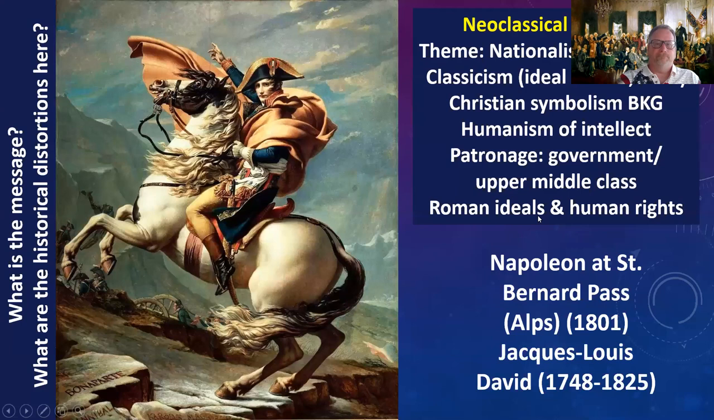Now, when we are inventing things from history, we don't really know the true story. But when we're inventing things as we get closer and closer to modern history, not from classical Greece and Rome, we generally have pretty good accounts. So here's an image of Napoleon crossing the Alps. And the Alps are actually at Napoleon at St. Bernard Pass, which is a place in the Alps, from 1801.